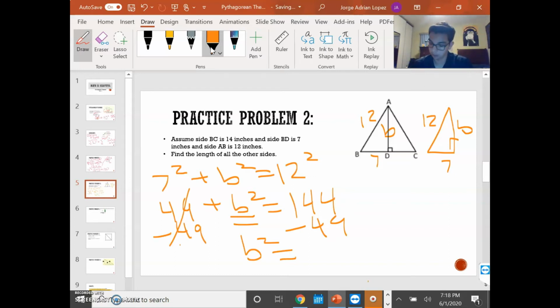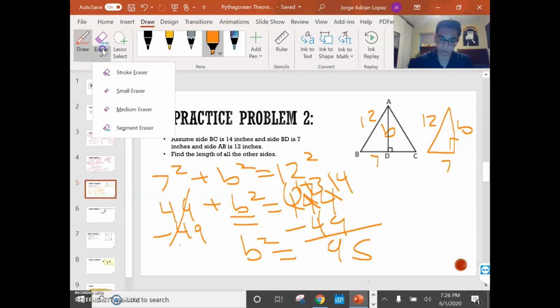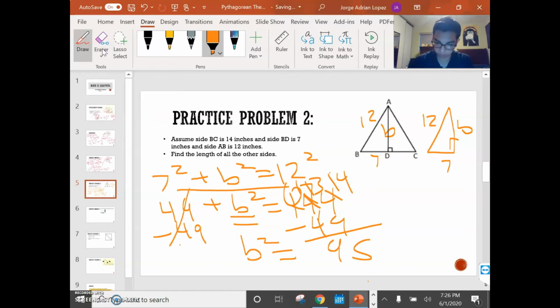Now, how much would that be? Just do it here real quick. 144 minus 49 is 95. So when you subtract 49 from 144, you end up with b squared equals 95. So I'm just going to erase real quick and give ourselves some more room.